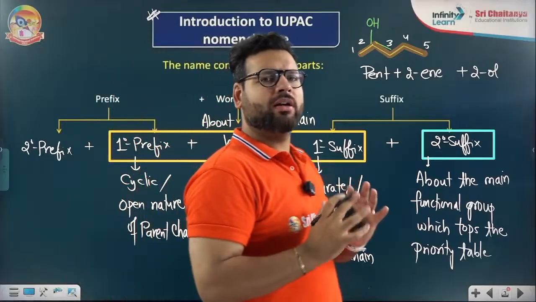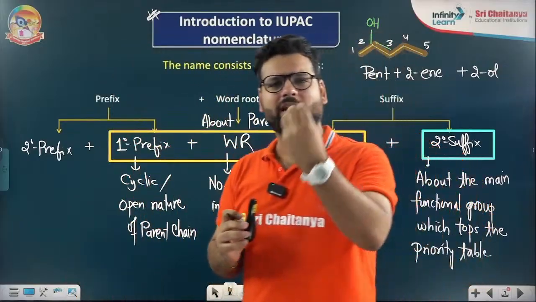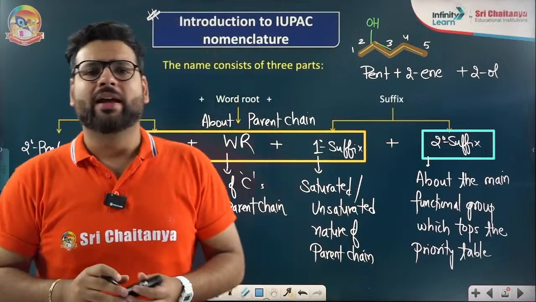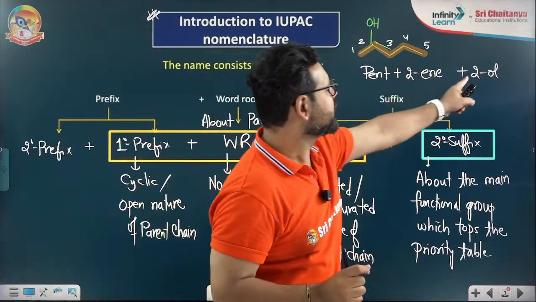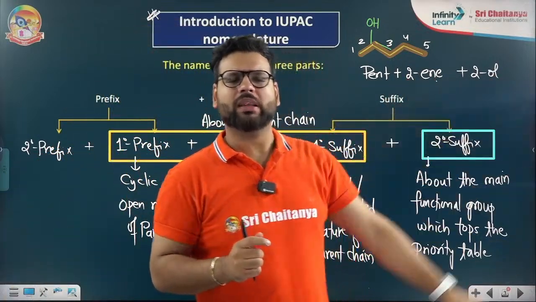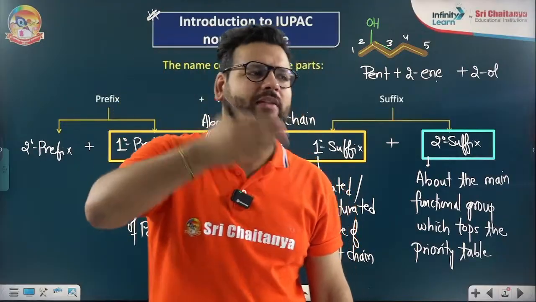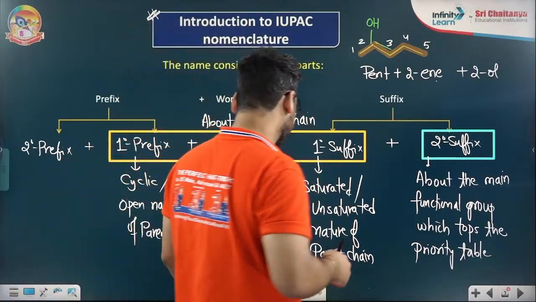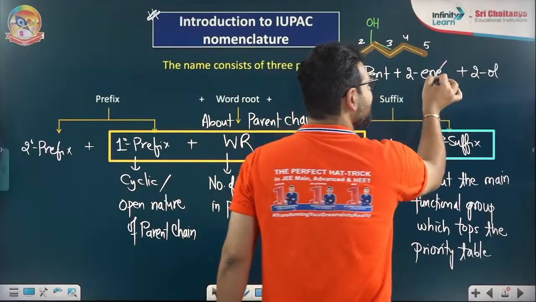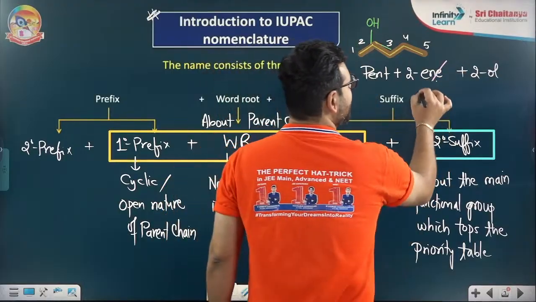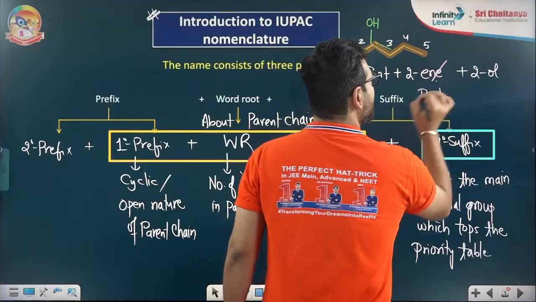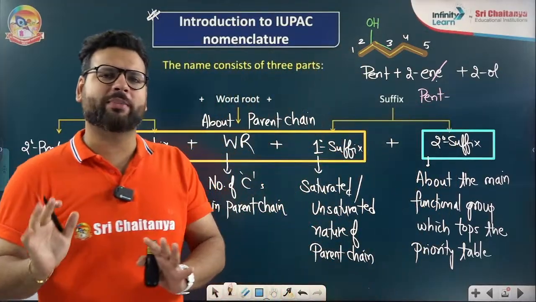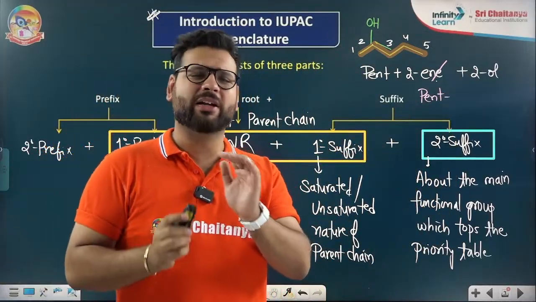Whenever you are joining suffixes, you already know from your previous classes that if two vowels are coming together, E plus O, then the E of the ene will be omitted. This E will be omitted. So the name will be pent. Just remember these small rules I am telling you. I'll give you a rule book for this as well, but it's not required.